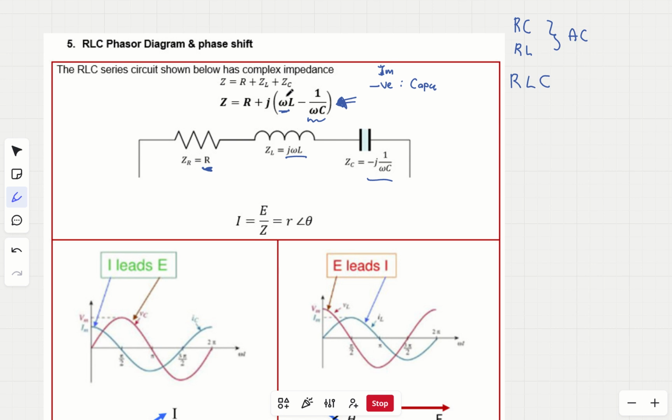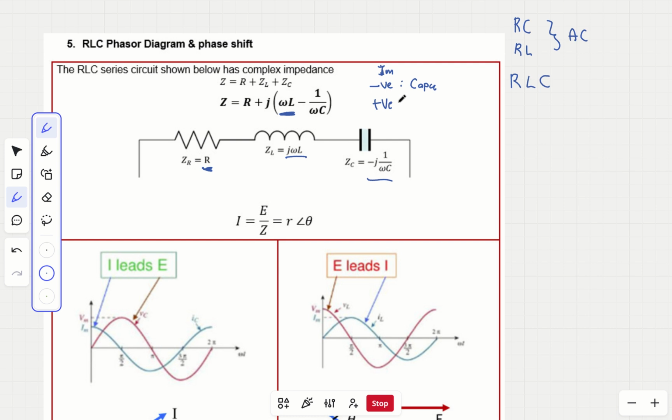If the impedance of the inductor is bigger, then this one will be bigger, which means the whole thing will become positive. So if the imaginary part is positive, then we know it's more inductive. The inductor is more dominant.